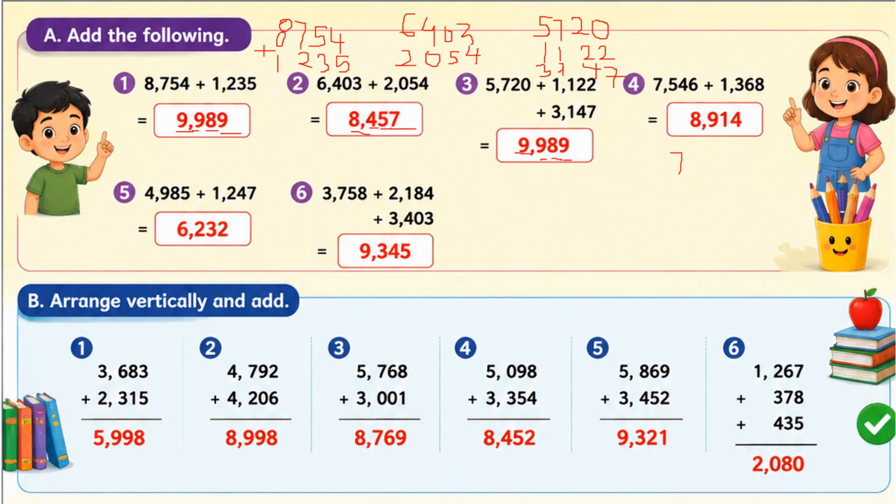Next up we have 7,546 plus 1,368. So let's count them.